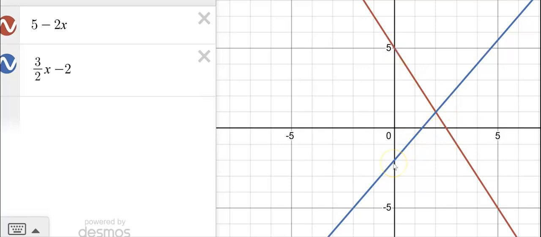The blue one has a y-intercept of -2, a slope of 3/2, and they intersect at this point right here. And that is the point (2, 1). So a system of equations, again, has a solution set. Its solution will be the ordered pair, or the triple, or whatever it is that satisfies all equations in the system. And the ordered pair (2, 1) satisfies both of these. It's true for both of these equations.